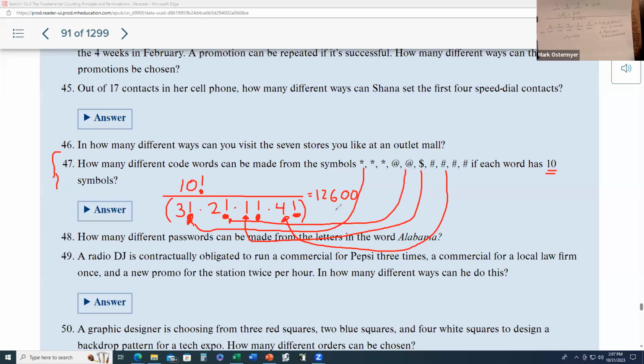So the number of unique or different codes that can be formed from these 10 symbols would be 10 factorial divided by 3 factorial times 2 factorial times 1 factorial times 4 factorial, which would give you 12,600 unique codes of size 10 that could be formed from these 10 characters. Okay, did anybody get 12,600?